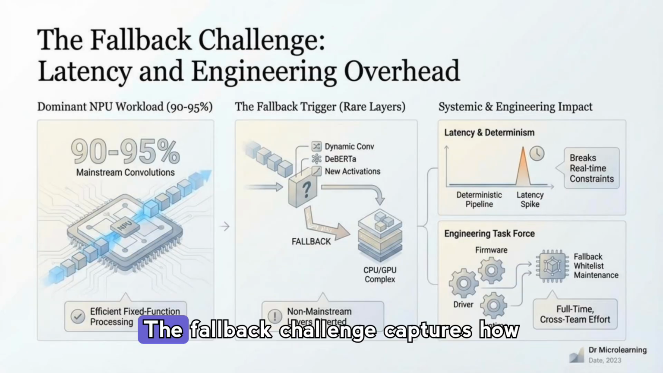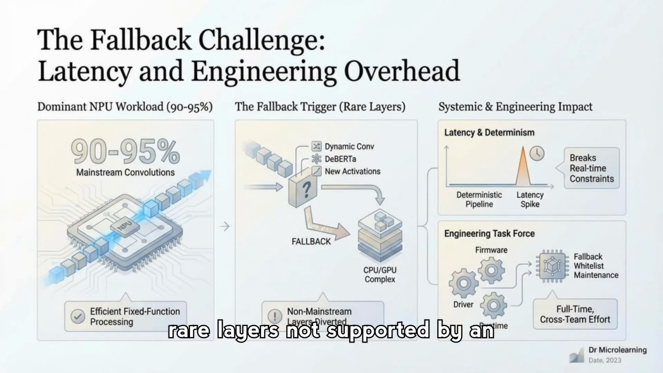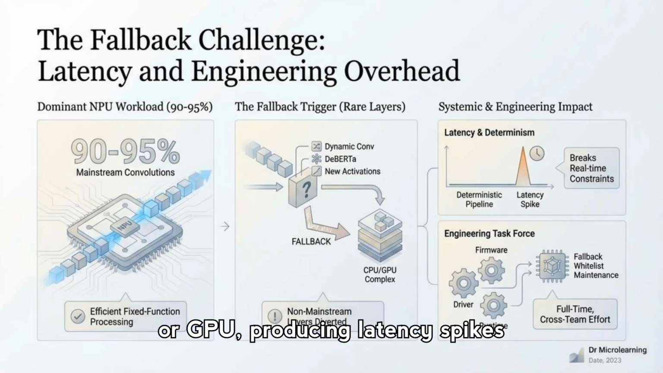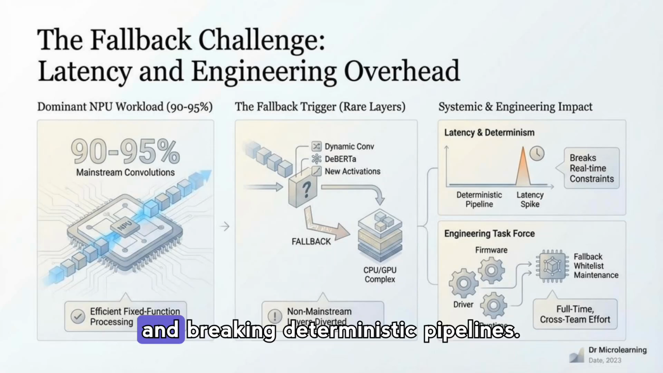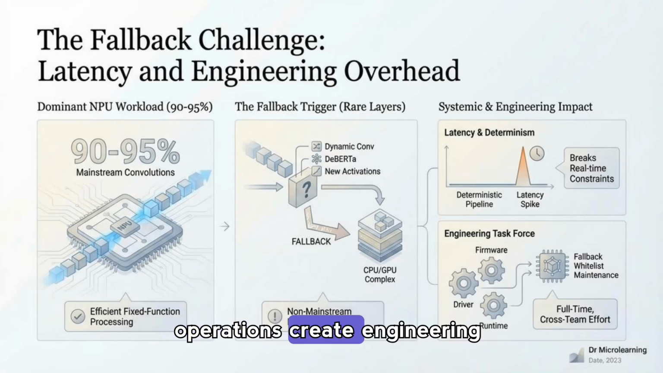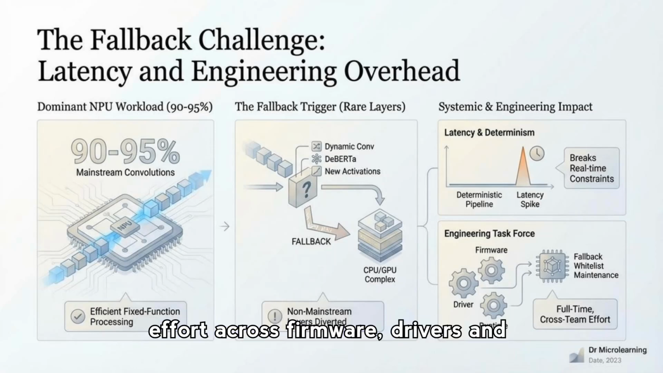The fallback challenge captures how rare layers not supported by an NPU trigger costly fallbacks to CPU or GPU, producing latency spikes and breaking deterministic pipelines. With mainstream convolutions covering 90–95% of workloads, the uncommon operations create engineering overhead, maintain a fallback whitelist, and demand cross-team effort across firmware, drivers, and runtime to prevent real-time constraints from being violated.